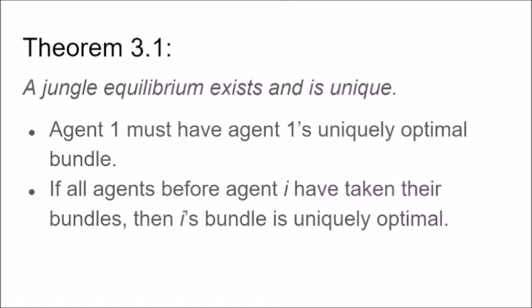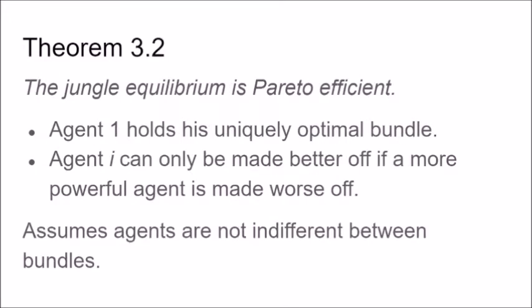And if you are not Agent 1, you are Agent i, after every agent before you has taken their uniquely optimal bundle, then your bundle must be uniquely optimal, because you can't take anything from the people above you, but you can take things from the people below you. So each person in the jungle economy has a uniquely optimal bundle, thus the jungle equilibrium exists, and the jungle equilibrium is unique.